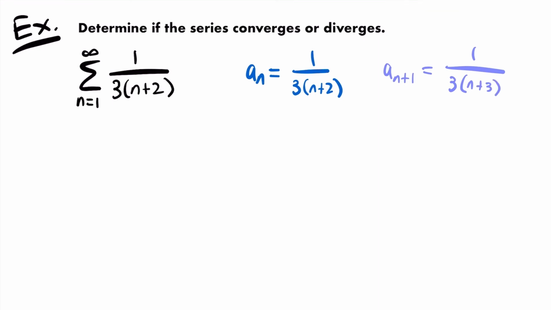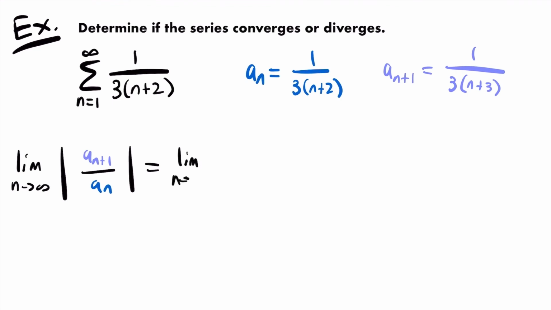Okay, so now let's take a look at our limit for the ratio test. We'll take the limit as n approaches infinity of the absolute value of a sub n plus 1 divided by a sub n. That's going to look like this: the limit as n approaches infinity of the absolute value of a sub n plus 1, which is 1 divided by 3 times n plus 3, multiplied by the reciprocal of a sub n. That is the same as dividing by that fraction. So we'll flip the numerator and denominator and have 3 times n plus 2 divided by 1.